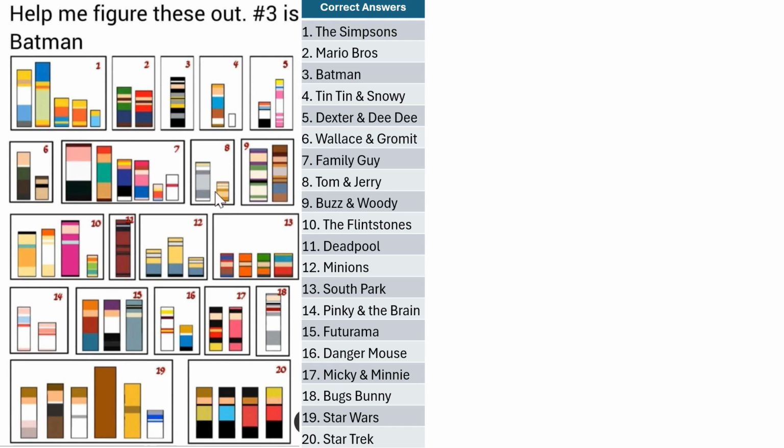Number 8's the first one that I think's probably a wee bit tricky and suspect. So Tom and Jerry is the official answer. And you can kind of see it once you know the answer. Before that, it might have been struggling. We've got Buzz and Woody, we've got the Flintstones.